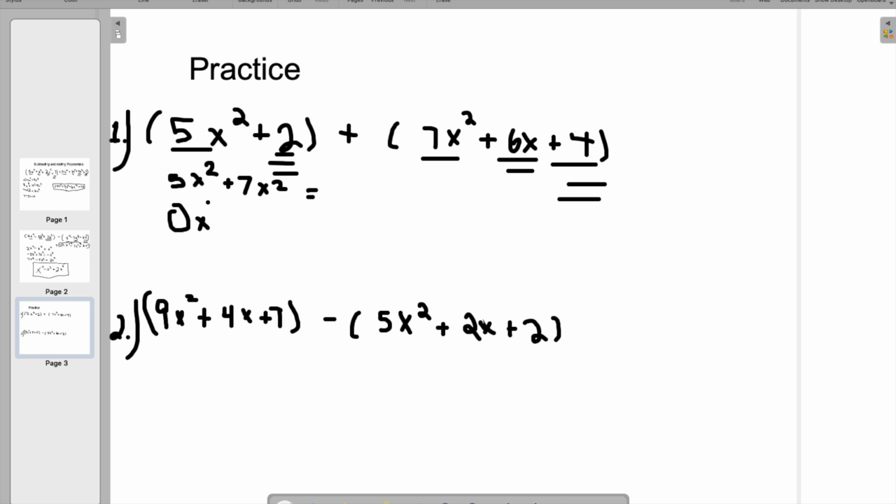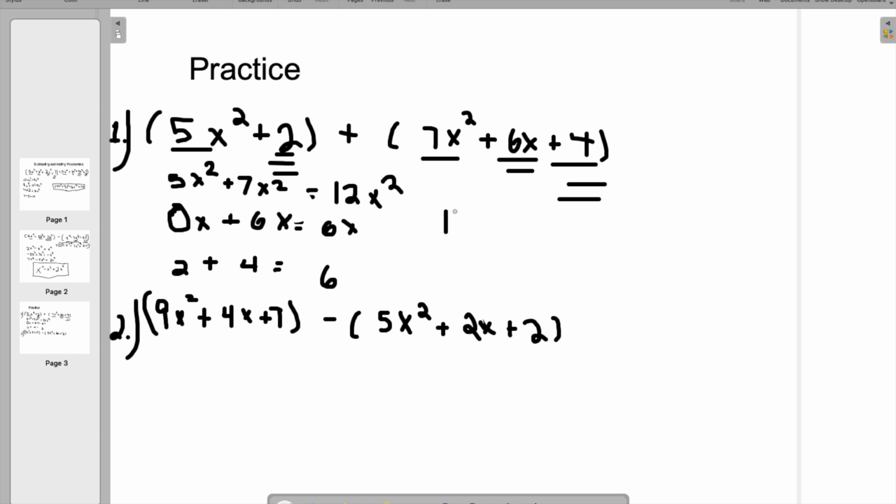0x squared plus 6x, actually it was x, and then we're just going to do 2 plus 4 because they're the last, and they both have the same degrees, which is 0. So first, 5x squared plus 7x squared is 12x squared, and then 0x plus 6x is 6x. And finally, 2 plus 4 is 6.